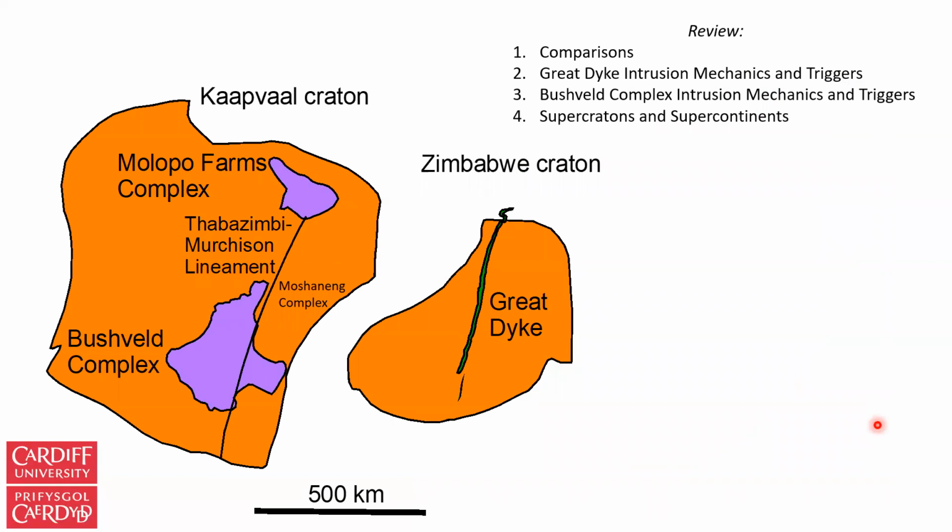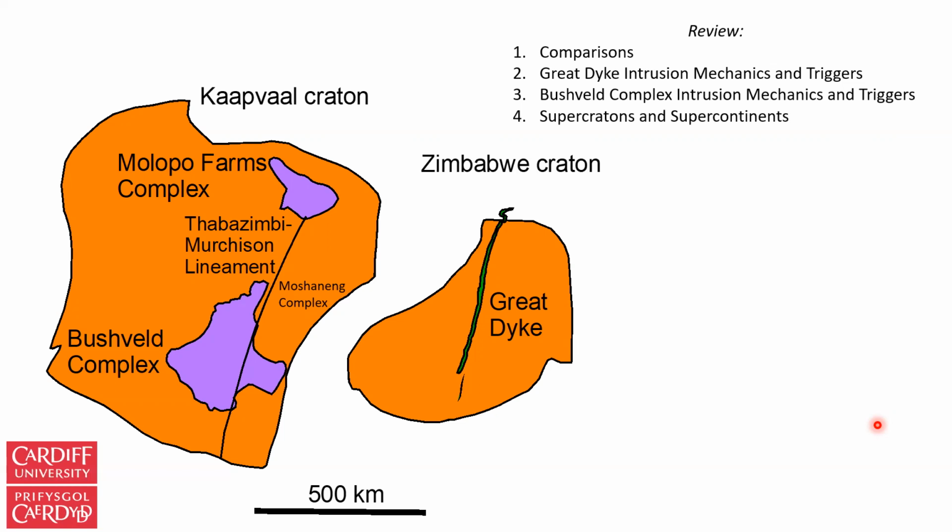This talk, by the way, I should say straight away, is mainly a review and very little primary data or interpretation here. So that's, I suppose, okay for a keynote in a way. So I'm going to start off with making some comparisons, talking about geometry of those two intrusions. And then I'll dive a little bit deeper into intrusion mechanics for the Great Dyke and then the Bushveld and Mapeo Farms, and then end up with that very speculative material on supercratons and supercontinents, by which time, hopefully, you'll be fast asleep.